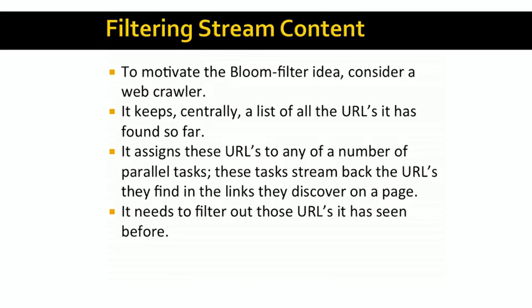But we don't want to have the same URL get onto the list twice, because then we would waste time crawling its page twice. So every time a URL comes back to the central controller, it needs to determine whether it has seen that URL before and discard the second report if so. Now we could create an index, say a hash table, to make it efficient to look up a URL and see whether it's already among those we've seen.